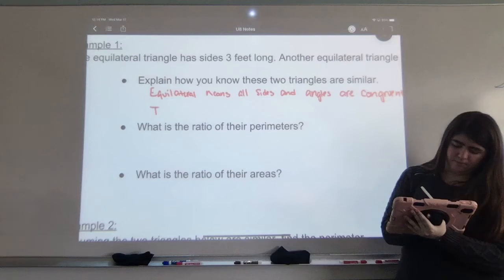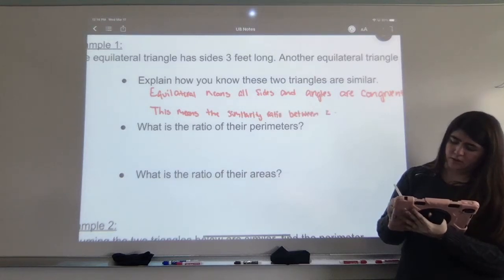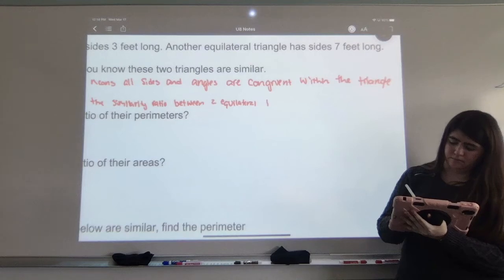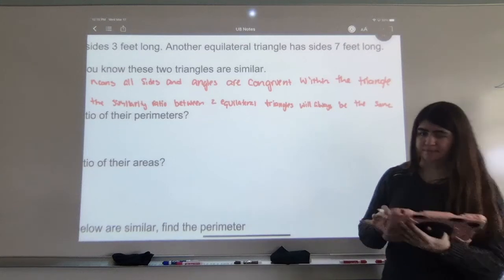So this means the similarity ratio between two equilateral triangles will always be the same, because the side lengths are all the same.